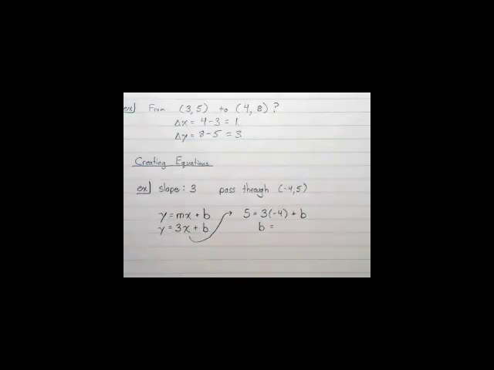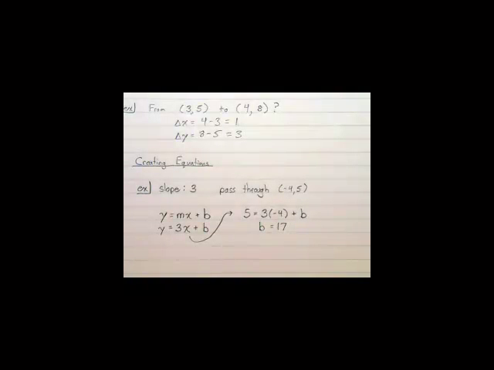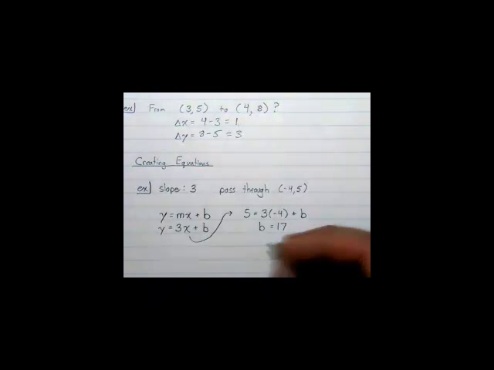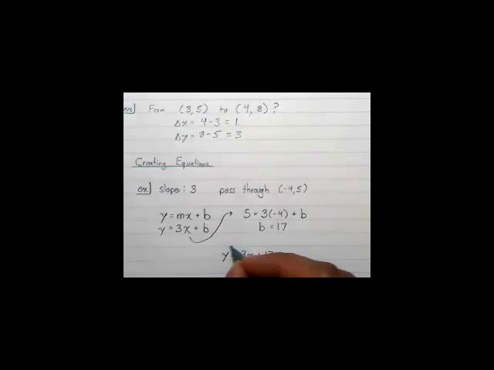Let's see if I'm doing my math here right. I'm getting 17. Does that sound right? So it'd be -12. You add the 12 to the 5, and you get 17. Okay, so my equation here then is y equals 3x plus 17. And that is in slope-intercept form.